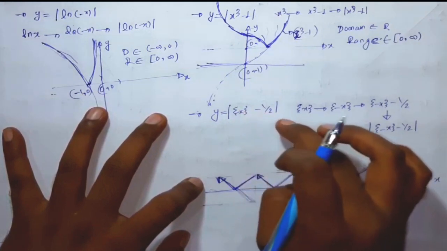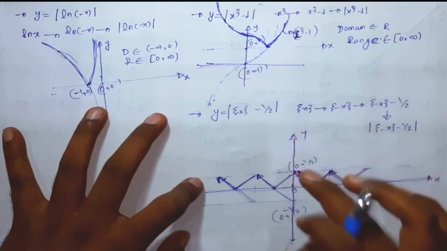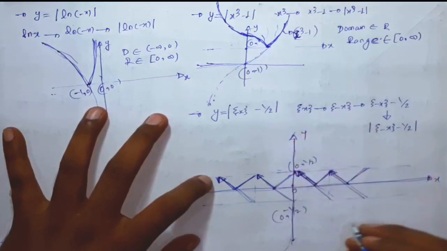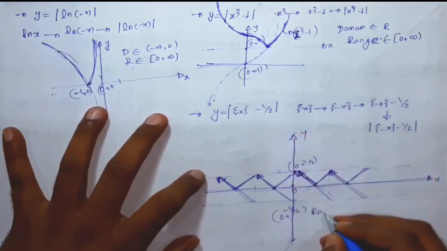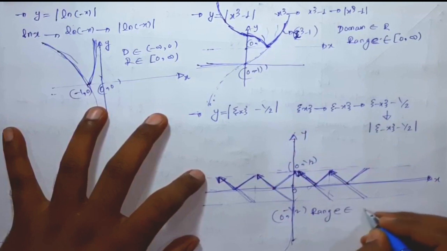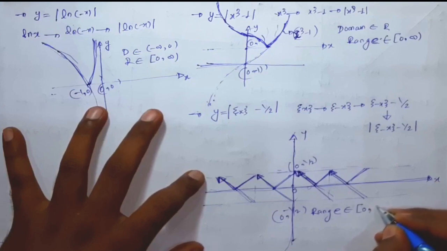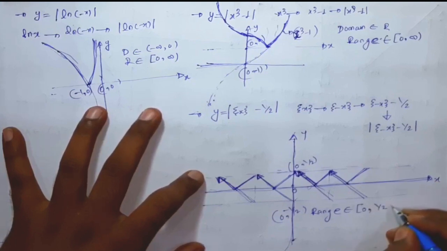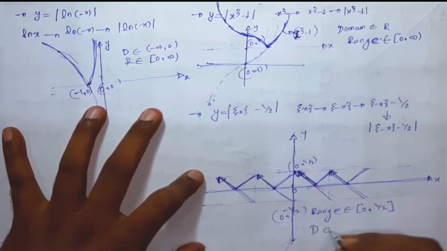Okay, so the range will be 0 to 1 by 2, where 0 will be included and 1 by 2 will also be included. And the domain is real numbers, that is minus infinity to infinity. Okay, so this is how we can draw the graph of this function.